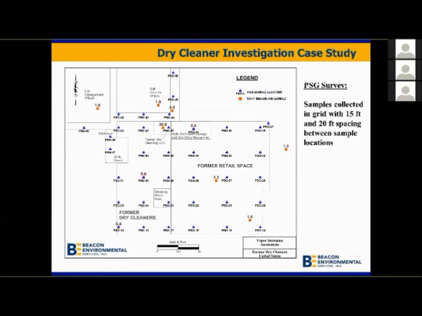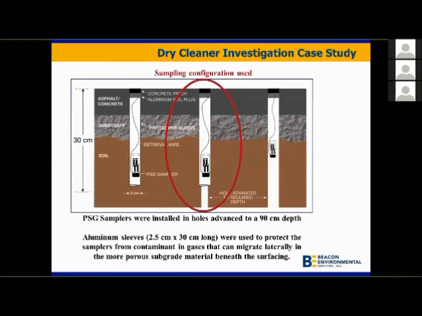A PSG survey was then developed to assess the extent of contamination in soil gas beneath the former dry cleaner and the adjacent space to be taken over. A high resolution grid with 20 and 15-foot spacing between locations was employed. This slide shows the sampling configuration used at each location, where a 1.25-inch diameter hole was advanced to a 12-inch depth, and then a 1/2-inch diameter hole was extended to a depth of 3 feet.